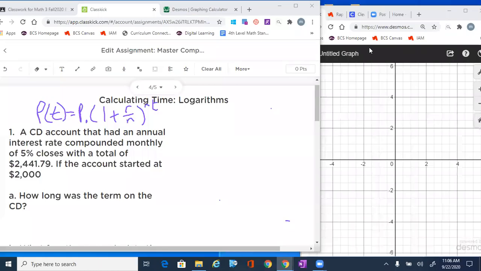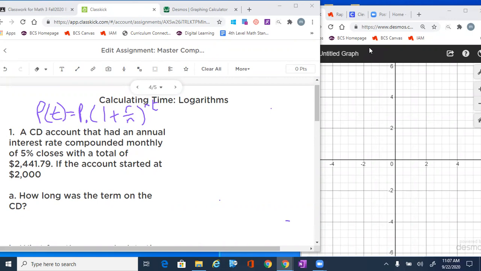Okay, guys, we're going to be using logarithms to calculate time based off of our compound interest formula today. So let's go and get started. A CD account that had an annual interest rate, compounded monthly, of 5% closes with a total of $2,441.79. If the account started at $2,000, how long was the term on the CD? So let's start plugging things into this equation.